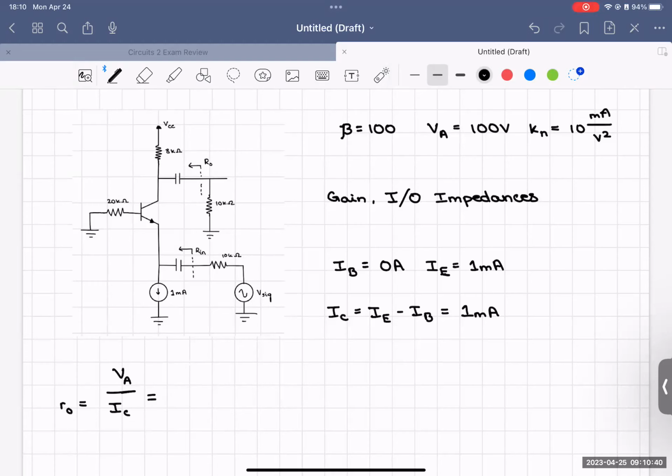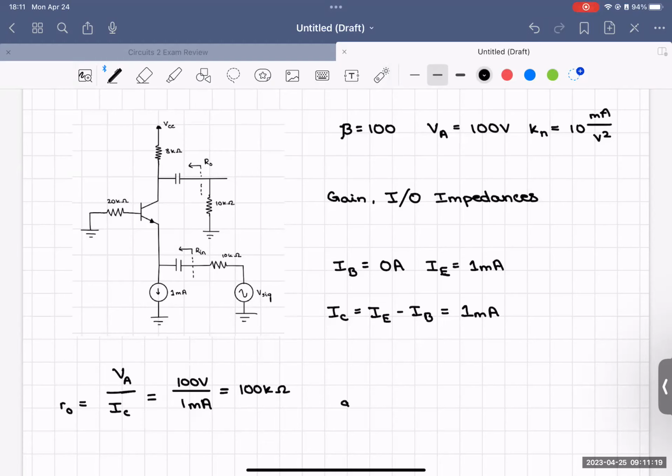I believe this one shouldn't have to be memorized. In our case it would be 100 volts over IC, which is 1 milliamp. On an exam, I would always just use my calculator. You can look at this and easily see this should be 100 kilo ohms, because we have 100 over 1e negative 3, so it'll be 100 times 1e to the 3. But if you're using your calculator, it's always helpful to check to make sure you don't make a simple error.